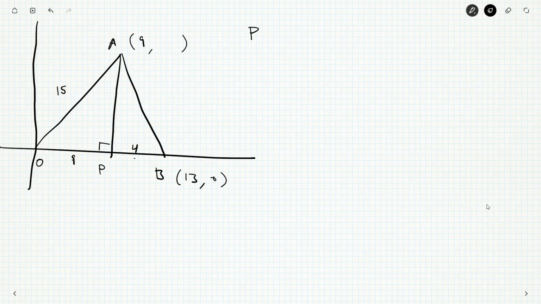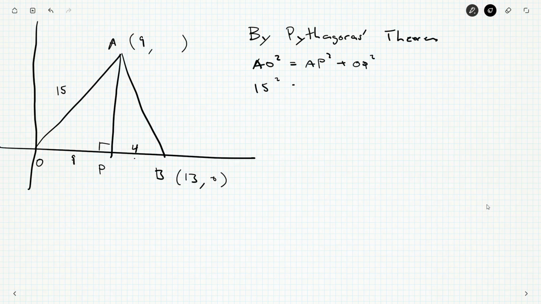Okay? So we might say something like, by Pythagoras' theorem, AO squared is the same as AP squared plus OP squared. But that's 15 squared is AP squared plus 9 squared. Rearranging, we get AP squared is 225, that's 15 squared, minus 81, but that's 144. So square rooting both sides, and if you need to, I'll remind you, calculators absolutely are allowed.